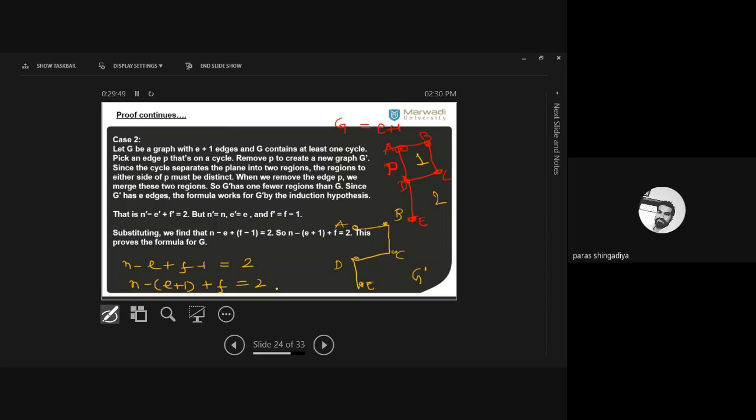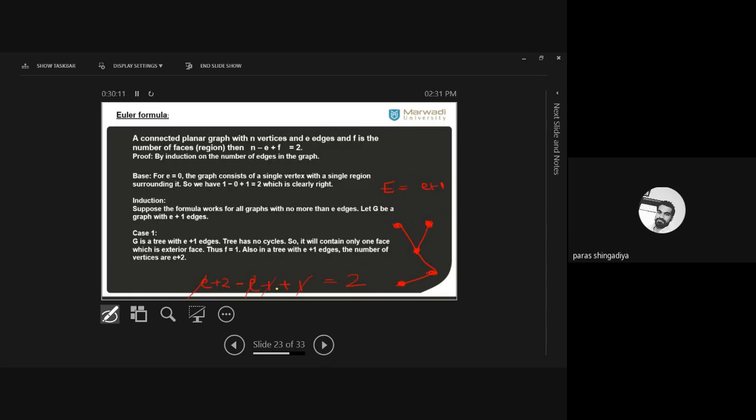क्लियर? अगर E plus 1 के लिए आपने प्रूव कर दिया कि जो भी ग्राफ है जिसमें E plus 1 एजिस है उसके लिए अगर ट्रू है तो वी कैन इजीली से दैट दिस फॉर्मूला विल वर्क फॉर ऑल सच ग्राफ व्हिच इन्वॉल्व द E, मींस आवर स्टेटमेंट. व्हाट इज आवर स्टेटमेंट? दिस फॉर्मूला विल वर्क फॉर ऑल सच ग्राफ व्हिच इन्वॉल्व द E एजिस. ठीक है. n minus E plus f is equal to 2. Is it clear the induction rule? It's very easy to understand that.